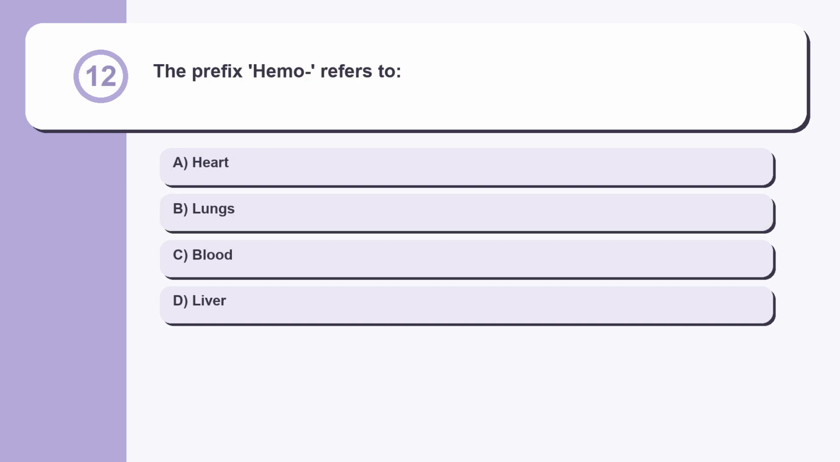Question 12. The prefix hema- refers to: heart, lungs, blood, liver. Hema means blood.